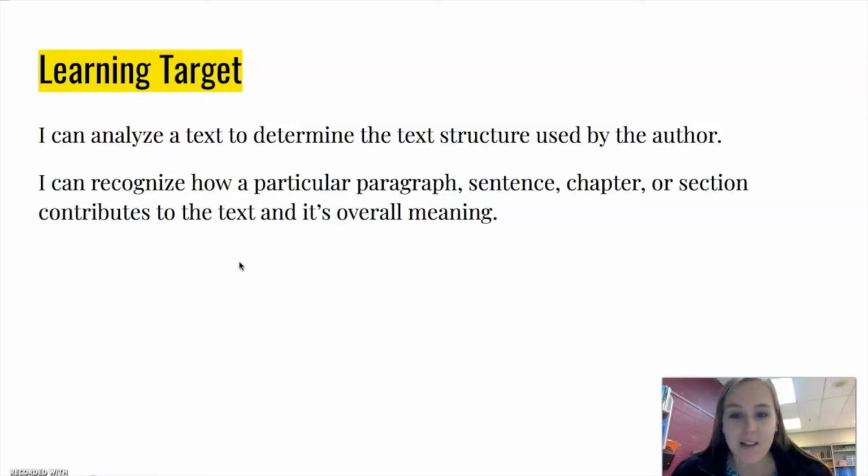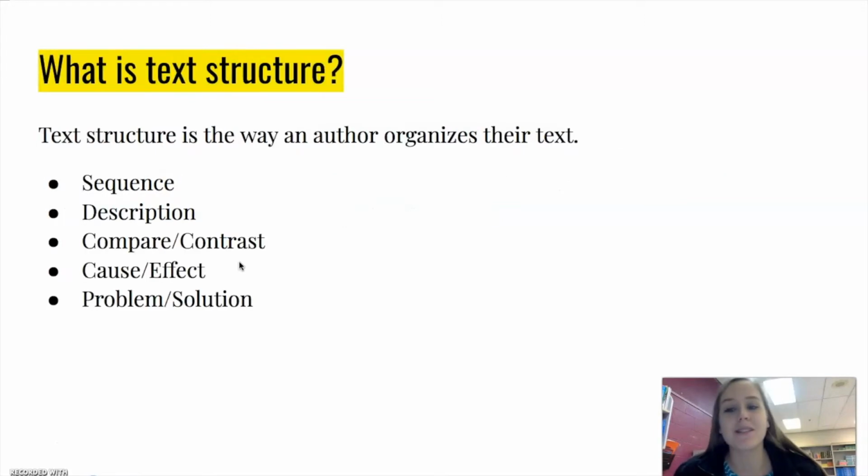You might be asking yourself, I don't know what text structure even means. So let's talk about that. What is text structure? Text structure is the way that the author organizes the writing, and we're actually going to be talking about 5 of them. Some of these you've probably heard of before, and some of you may have not. But the first one is sequence. The next one is description. The next one you've probably heard before, compare and contrast. Then we have cause and effect, and then last but not least, problem and solution.